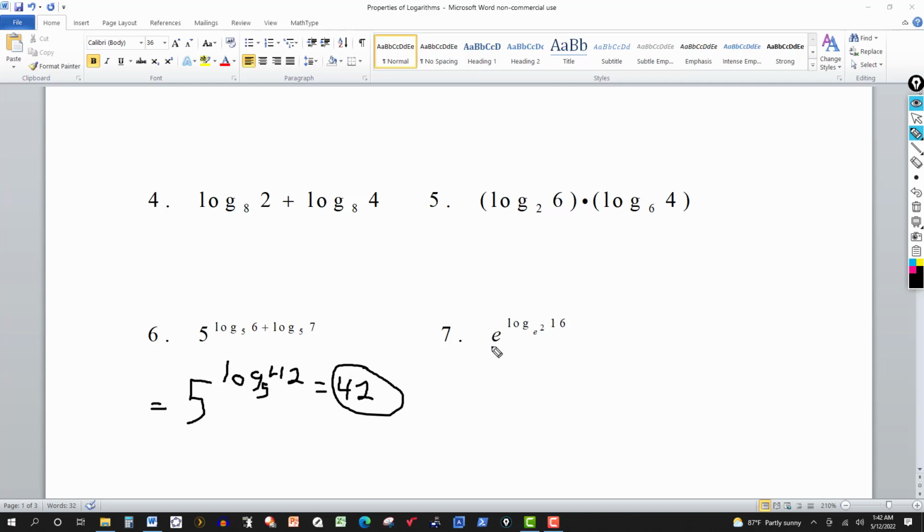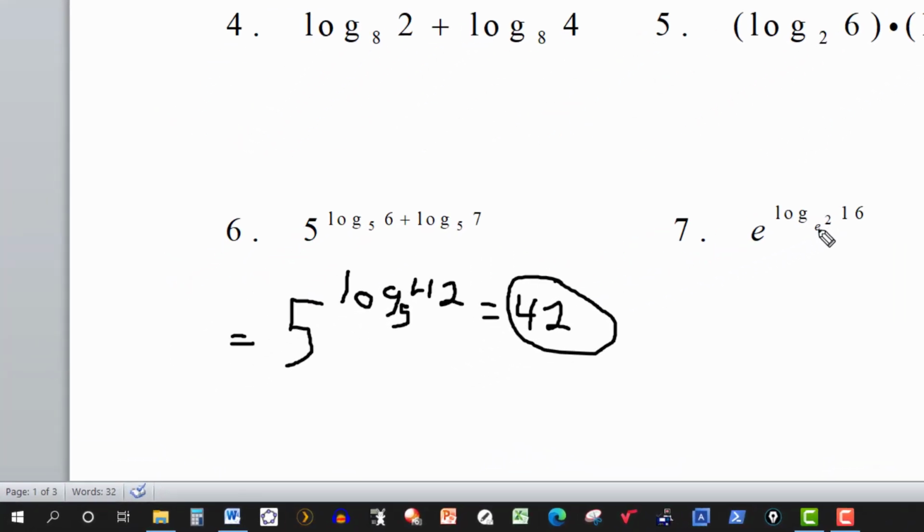Okay, the next one is a little bit more involved than this one here, but make sure we have this clear. This is e, and then this is the log, and the base for that log is e squared, just in case it's not clear. It's e, it's a log of 16, and the base here is e squared. Now had that just been a plain old e instead of e squared, then that log to base e would just be ln. The answer would just be 16.